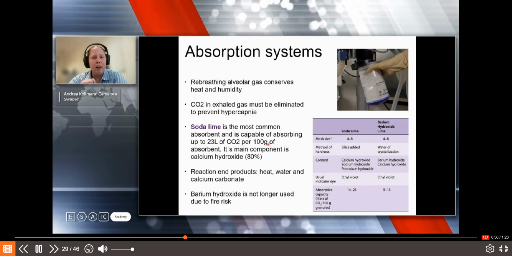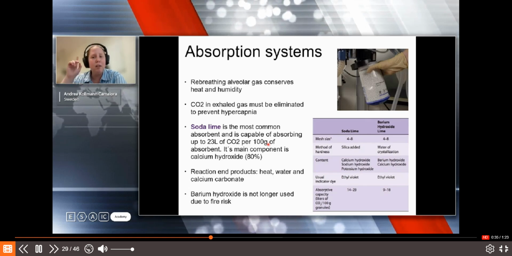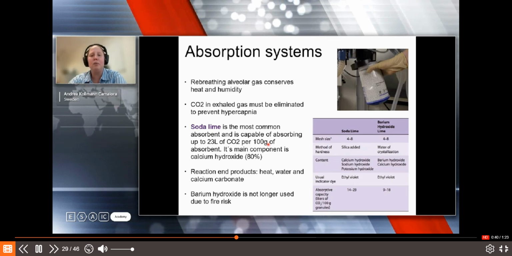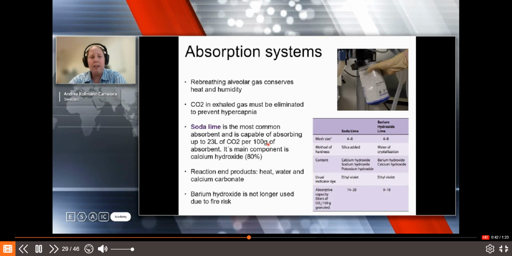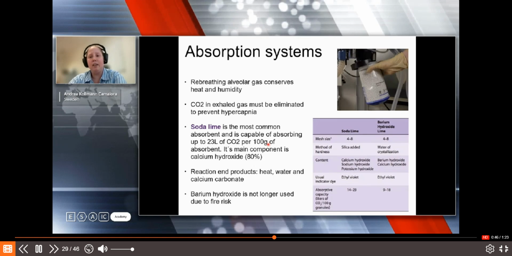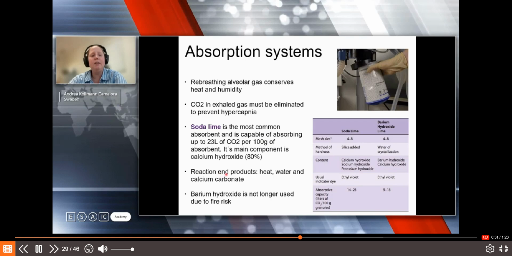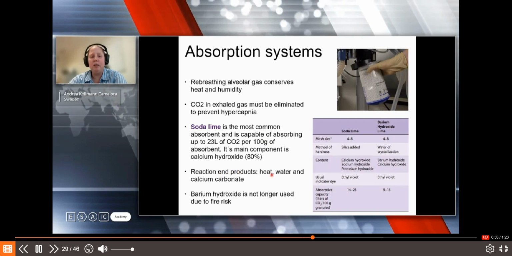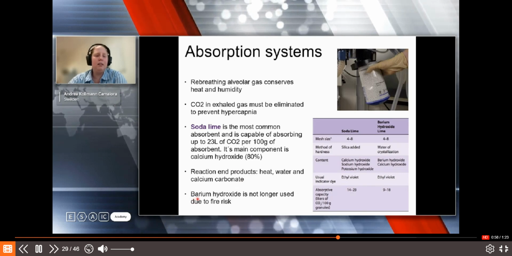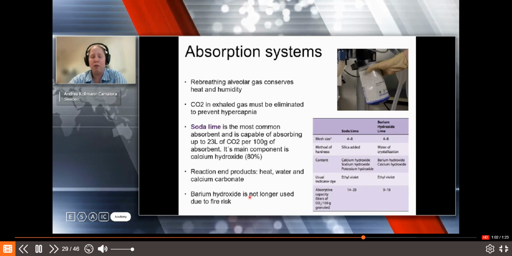And this is a tricky thing. What is the main component? Calcium hydroxide. Because soda lime, you start thinking sodium, and absolutely not. The main component is calcium hydroxide. So in part 1, if the question says the main component of soda lime is calcium hydroxide, true. If it's sodium hydroxide, then it's false. The reaction produces heat, water, and calcium carbonate. And many years ago, barium hydroxide was used, but it produced fire, so it's no longer used.